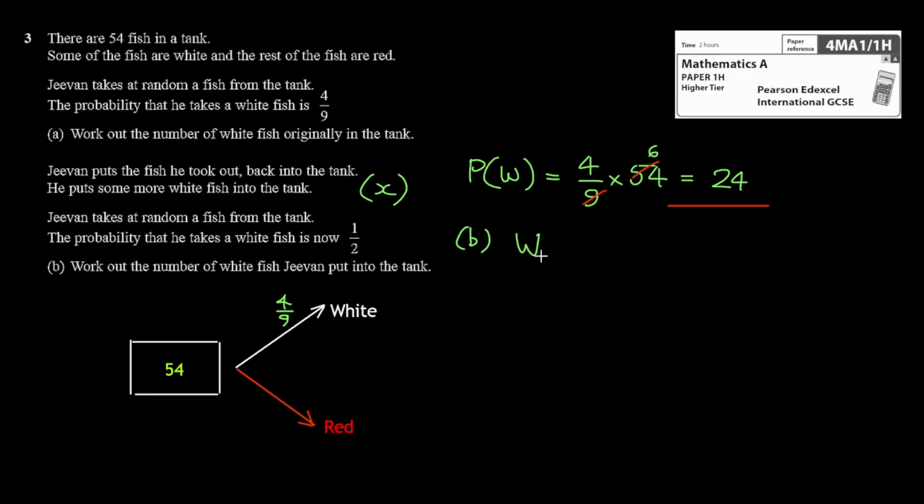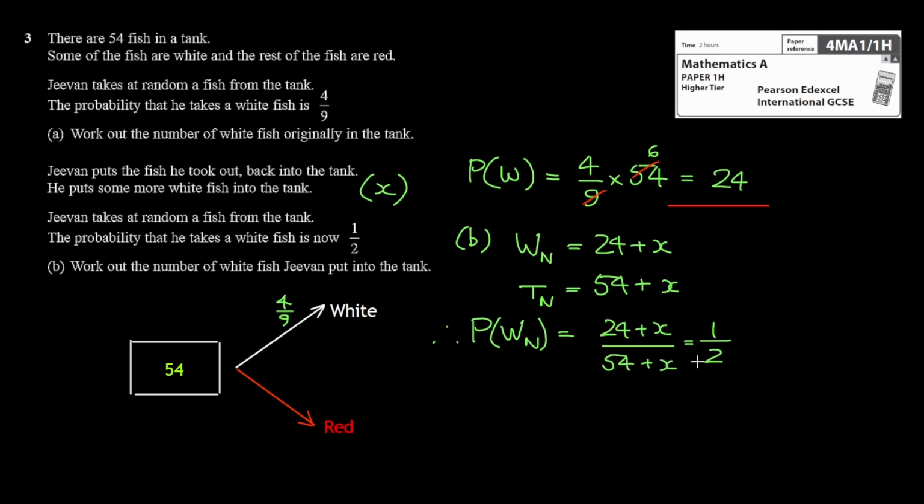So the new number of white fish is equal to 24 plus X. And the new total is equal to the old total, 54 plus X. So therefore, the new probability of white is the number of white fish divided by the total, and we're told that equals 1/2. We're going to be cross-multiplying. So this gets multiplied by 2.